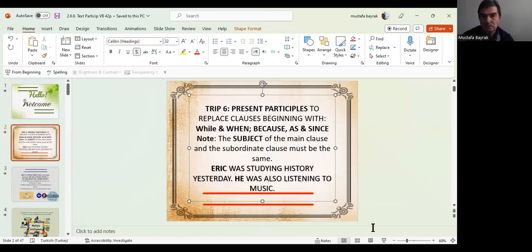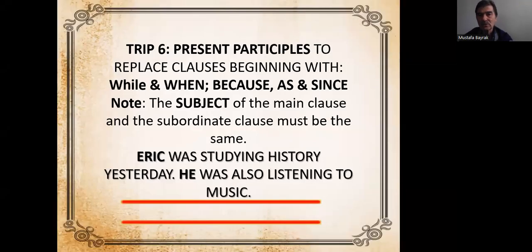Let me write yesterday as well. It happened yesterday. He was also listening to music. Who is he? He is also Eric here. So this is a normal sentence. Each of them is not an infinitive, gerund, or participle. So Eric was studying history yesterday. He was also listening to music. There are two complete sentences here.